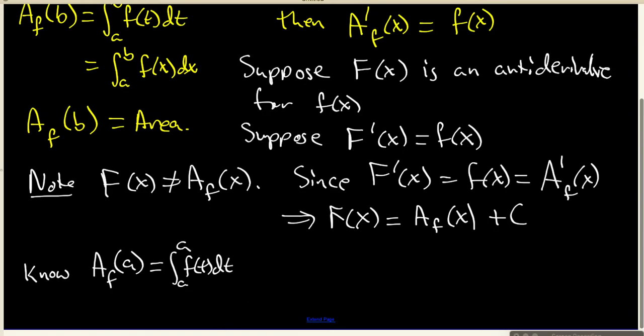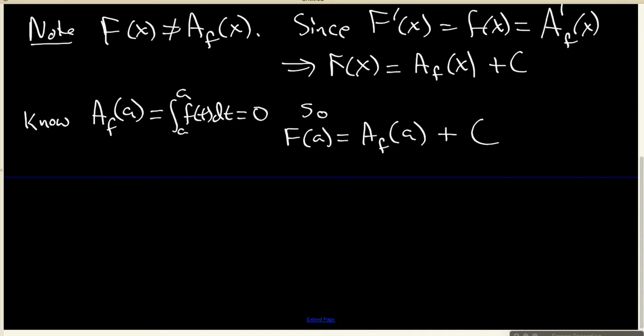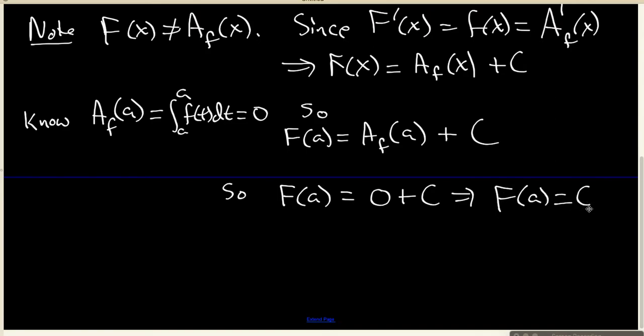So I know that this guy here is equal to 0. And what does that tell me? That lets me write an equation. That tells me that f of A will be equal to the area accumulation at A plus a constant, but this mess here is known to be 0, so we get f of A is equal to 0 plus c. That says f of A is actually equal to c.